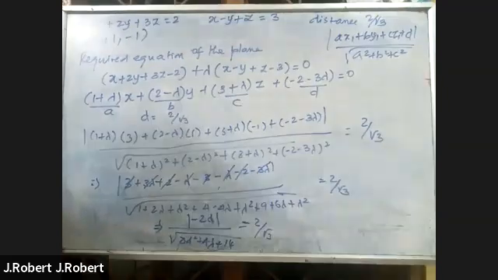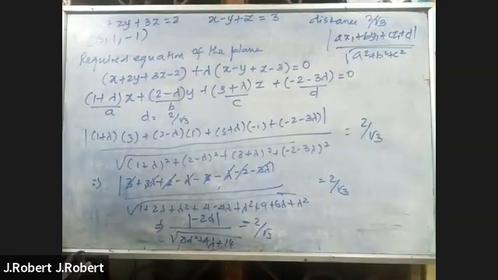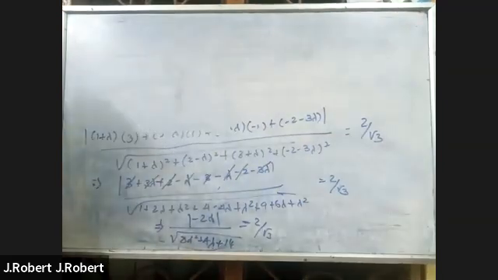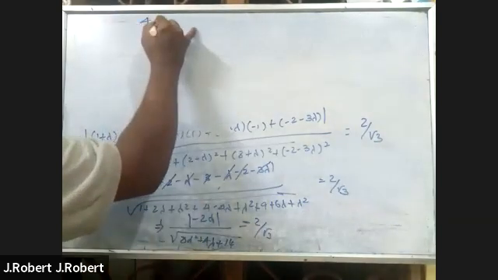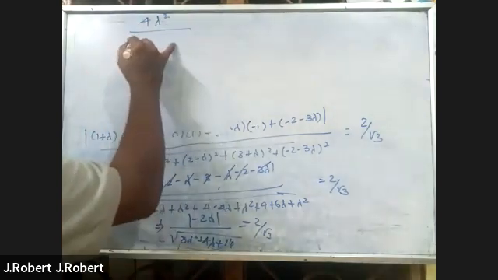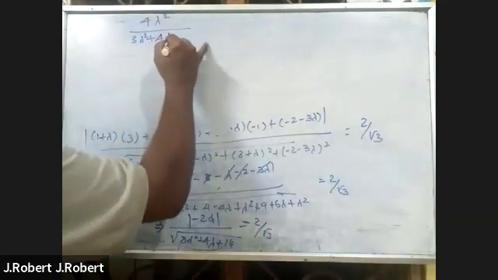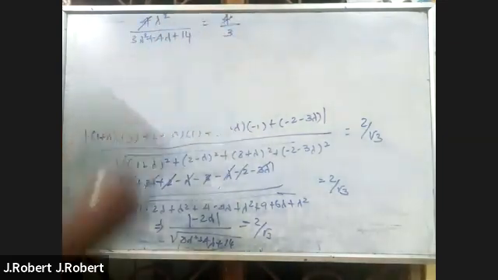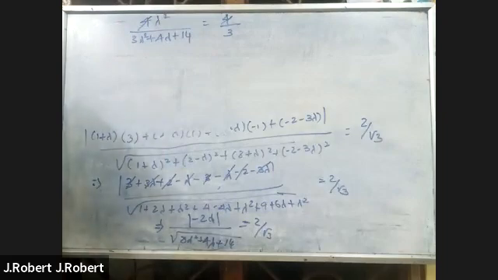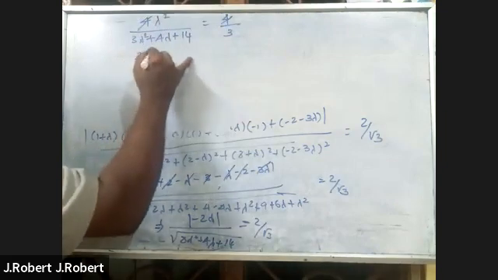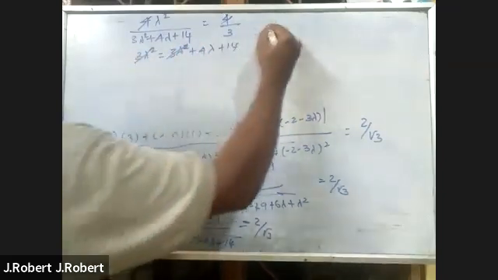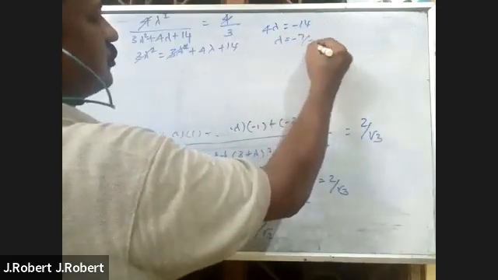So minus 2 lambda divided by square root of 3 lambda square plus 4 lambda plus 14 equals 2 by root 3. Squaring on both sides, we get 4 lambda square over 3 lambda square plus 4 lambda plus 14 equals 4 divided by 3. The 4 cancels, and cross multiplying gives 3 lambda square equals 3 lambda square plus 4 lambda plus 14. The 3 lambda square cancels, so 4 lambda equals minus 14, or lambda equals minus 7 by 2.